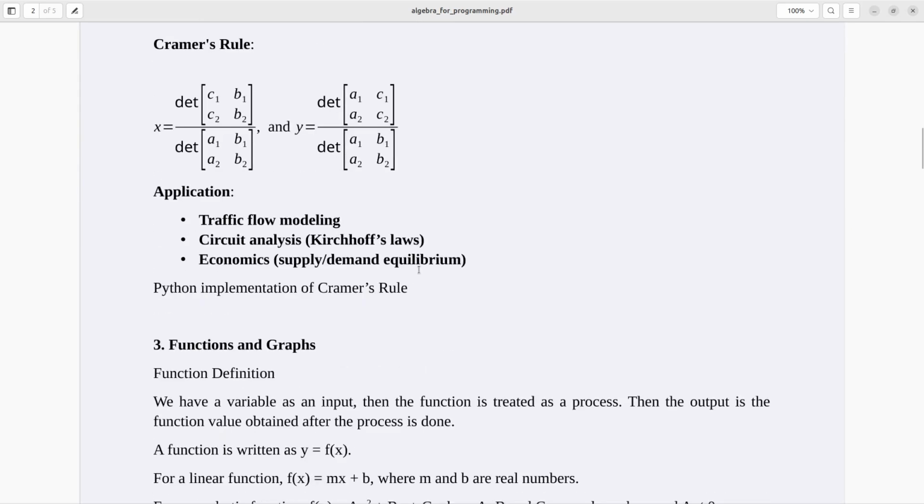So how can we apply the Cramer's rule or the solution of the system of linear equations? We can use it in traffic flow modeling, and we can also use it to handle circuit analysis, for example, Kirchhoff's laws of circuits. And we can also use it in economics to find out the equilibrium point of the supply and the demand curve. So let us see how we can implement the Cramer's rule in Python.